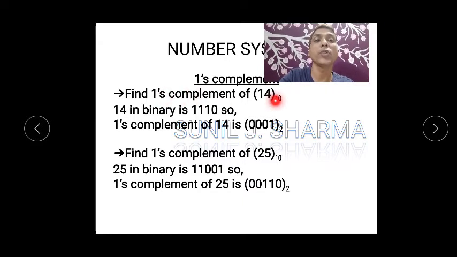Okay, I have given you some more problems. Suppose this is 14 in decimal, so 14 in binary is this. One's complement of 14 will be 0 0 0 1. Very simple rule, replace 0 by 1 and 1 by 0. Same thing, 25, this is binary 25, and one's complement of 25 will be replace 0 by 1 and 1 by 0.